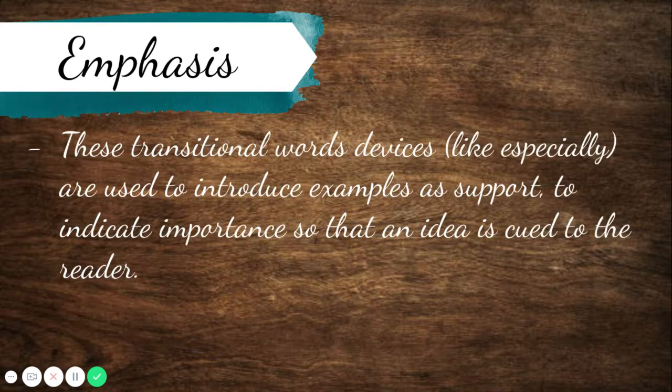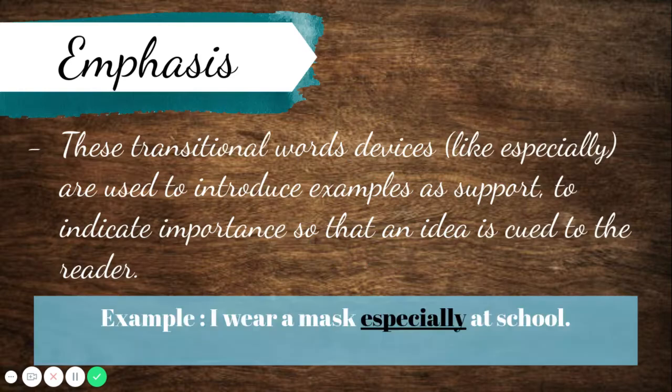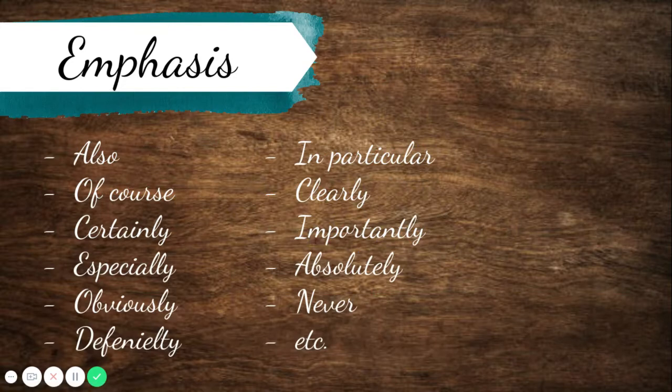Emphasis. These transition words and devices are used to introduce an example as support, or to indicate importance so that an idea is cued to the reader. Example: I wear a mask especially at school. Also, in particular, of course, clearly, certainly, importantly, especially, obviously, absolutely, never, definitely, etc.